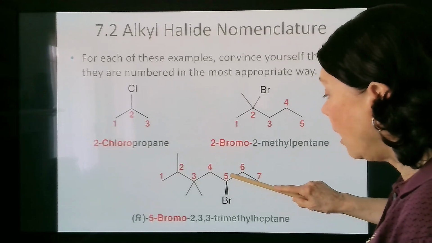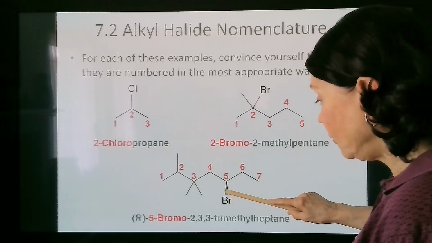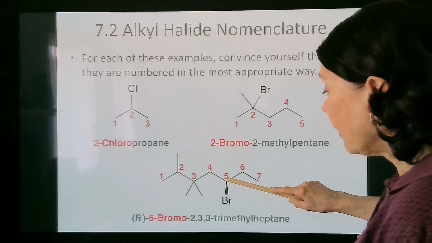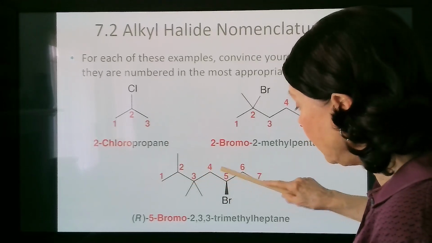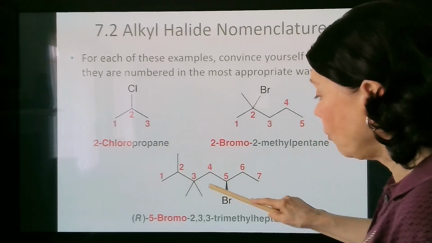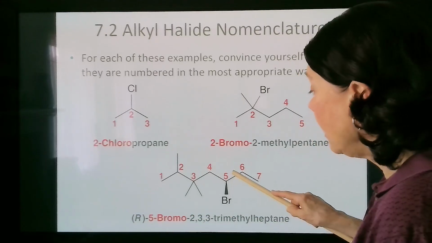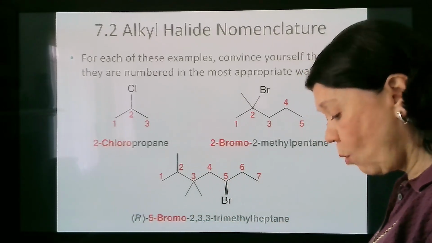And when you prioritize the groups at position 5, bromo is first, this group is second, and then the ethyl is third, and so you're going in the clockwise direction, so it's R. And of course, notice that the CH bond is going back, away from you.